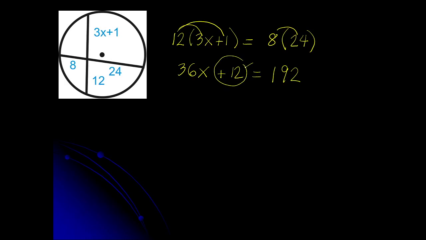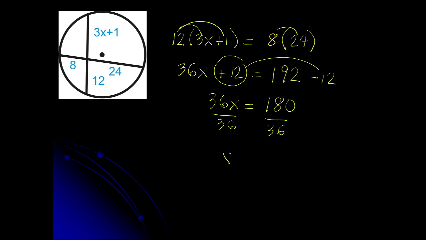Transpose this, it becomes minus 12. So 36x is equal to 180. Dividing both sides by 36. How much is 180 over 36? 5. There you have it. That is the value of our x.